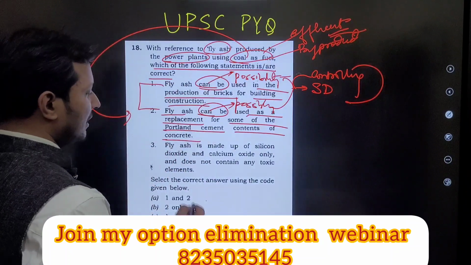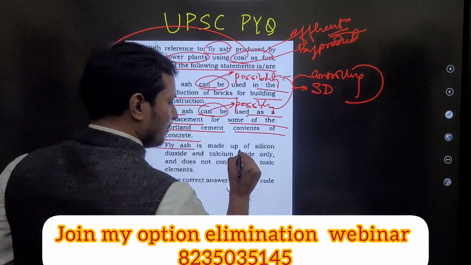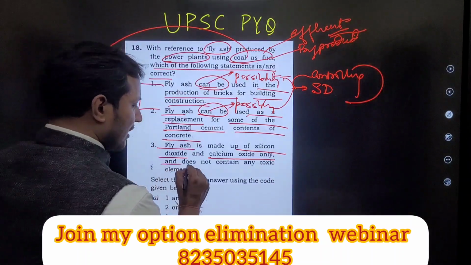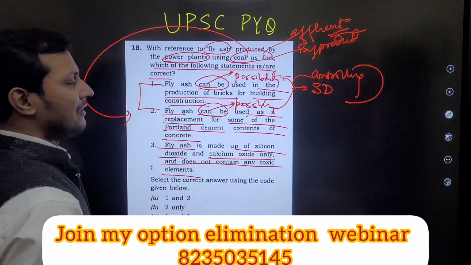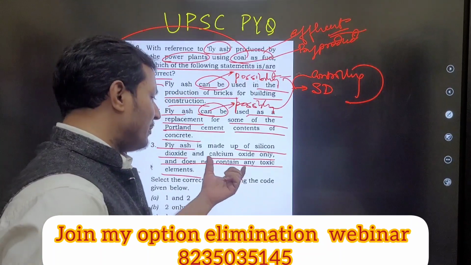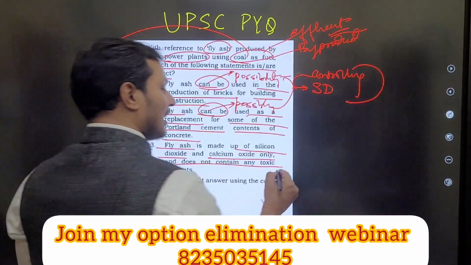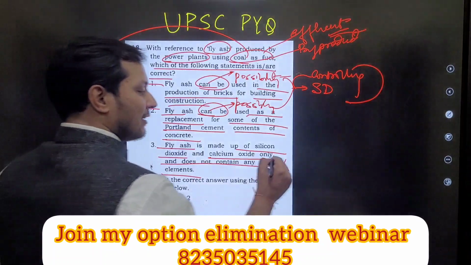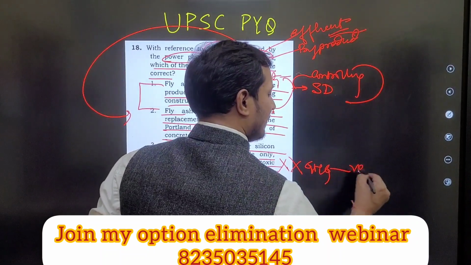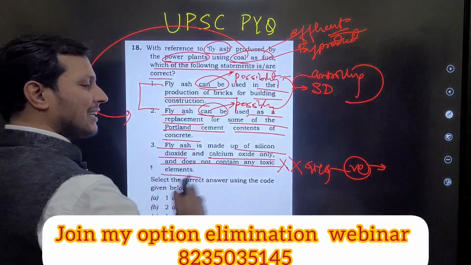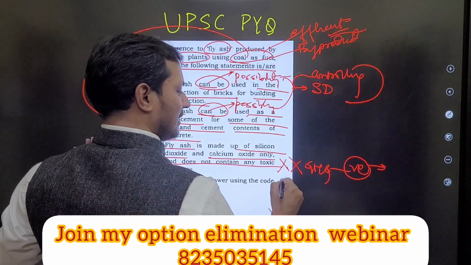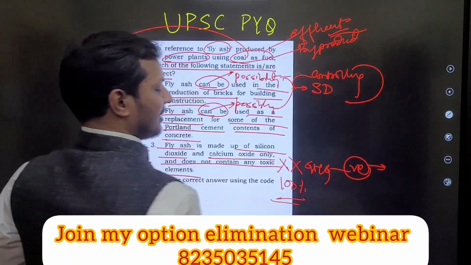Now let us read the third statement. The third statement says that the fly ash is made up of silicon dioxide and calcium oxide only and does not contain any toxic elements. Guys, whenever in a UPSC prelims question in the environment section, there will be a phrase which says it does not contain any toxic element, it does not contain any greenhouse gases, it does not have any negative impact on the environment. Like these kinds of statements, generally those statements will be incorrect. 100% chance, those statements will be incorrect.